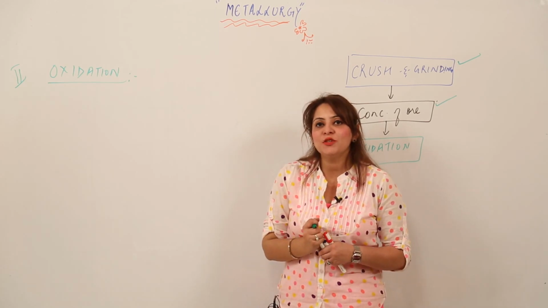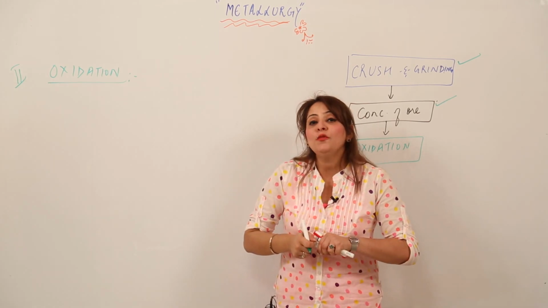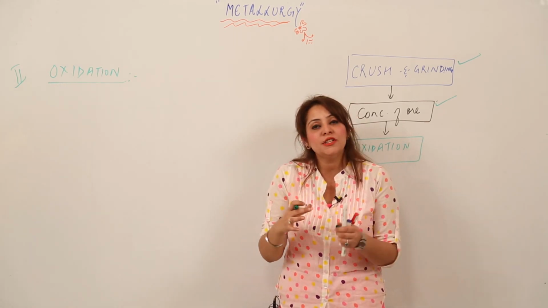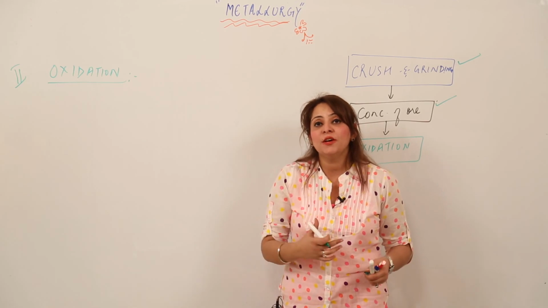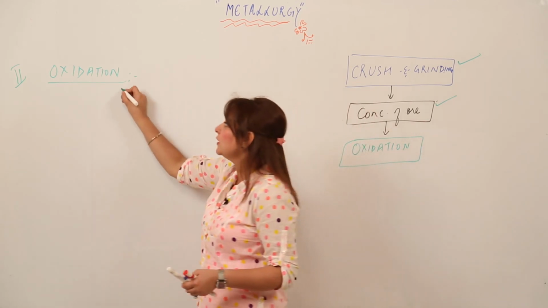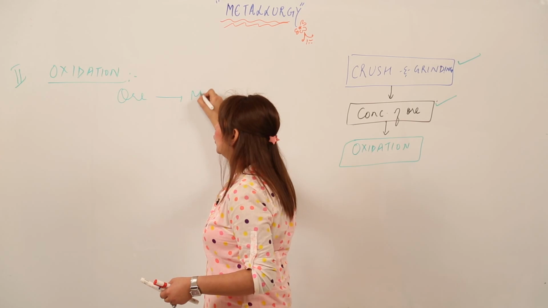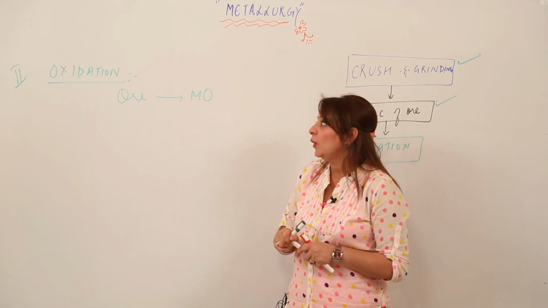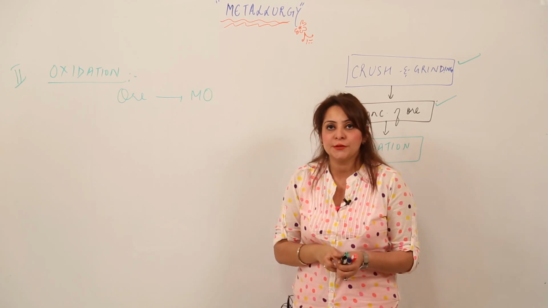So what we have done, we have just concentrated our ore, and now our ore is free of impurities. We are at a stage where we'll convert our ore into the metal oxide. So that is, we'll do an oxidation, right? So see, what are the methods which are employed for the oxidation?